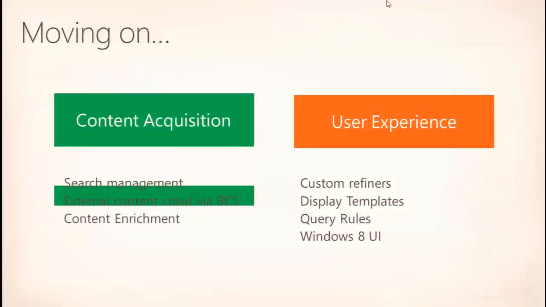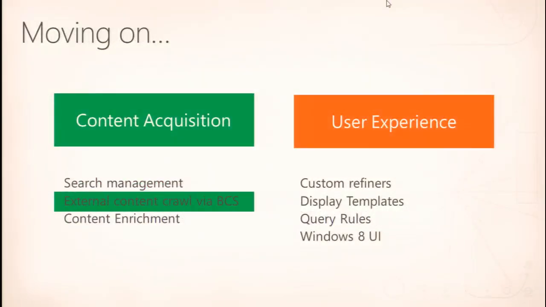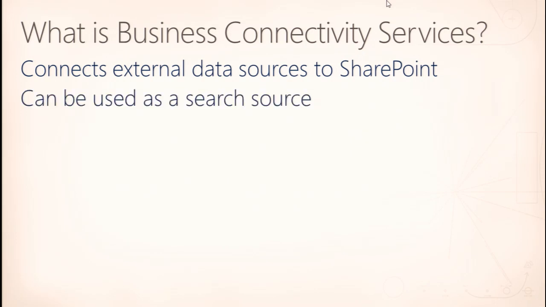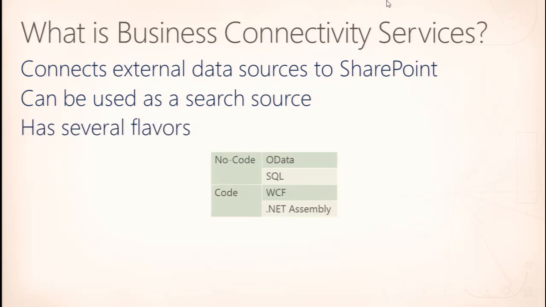So now we have our schema set up. Our next step is to get some content in. As Andrew said, we're going to use the BCS to do that. This is in 2013 the main way you'll be getting external content into the system. It does a lot more than just getting content in for search, but for the purposes of this talk, we're going to focus just on the search part. It has several flavors. There are two that are no code. If you're going against OData or a SQL server, you can set up a model file and not have to write a line of code.